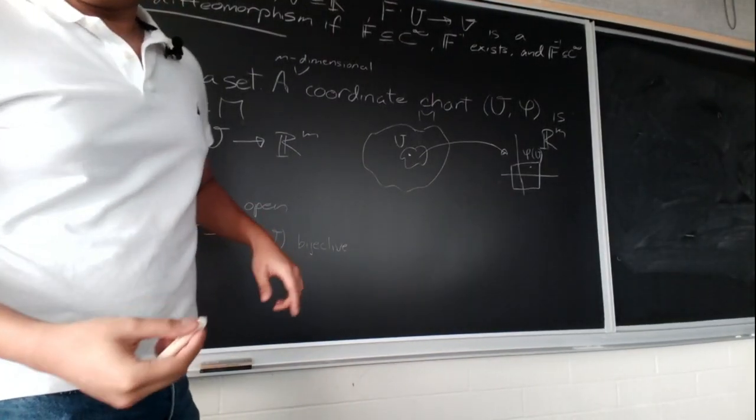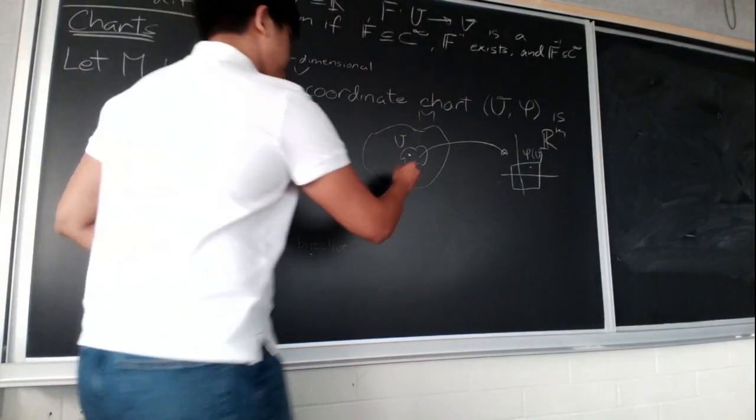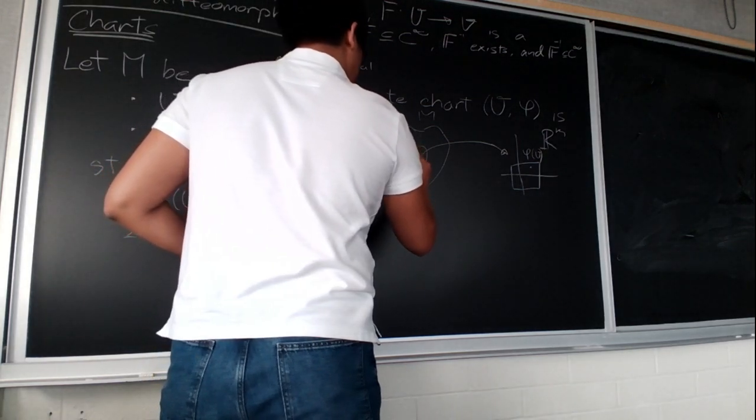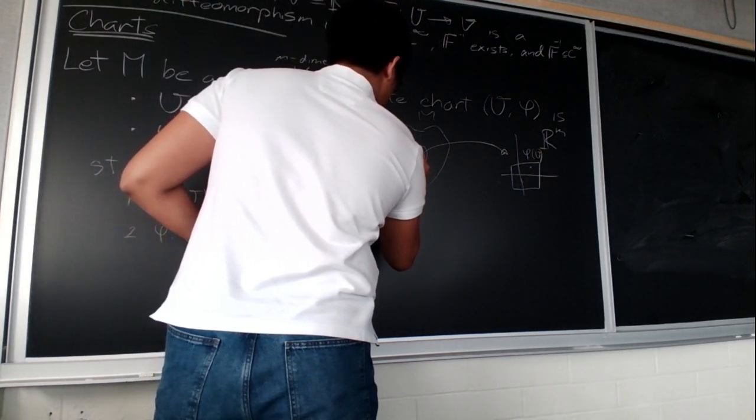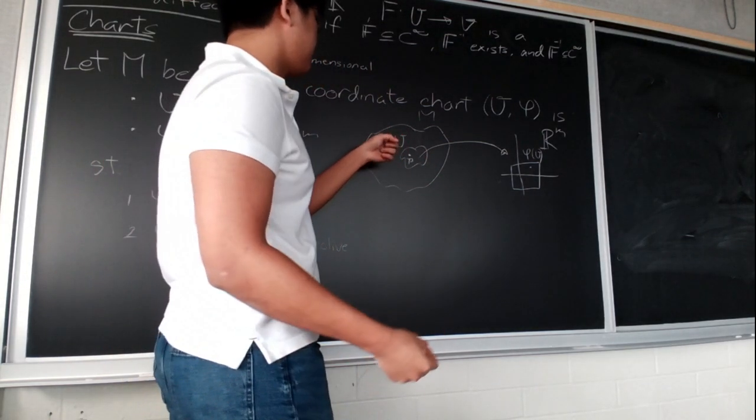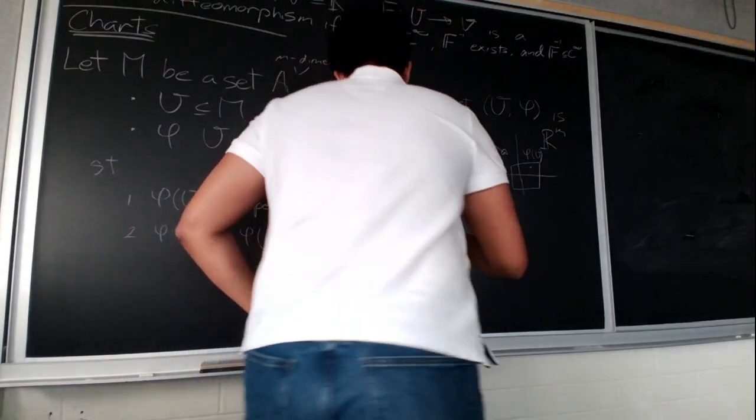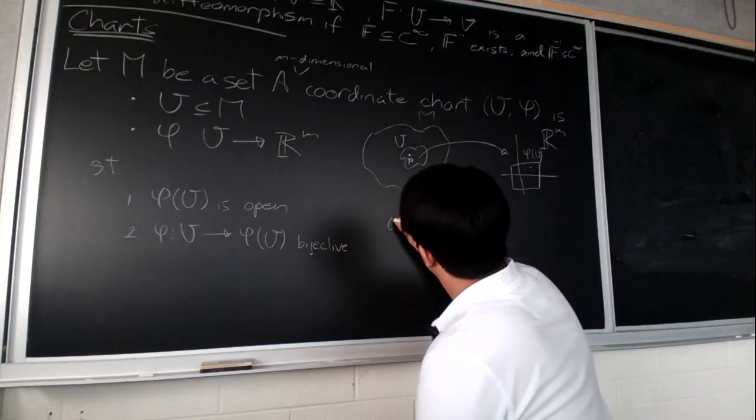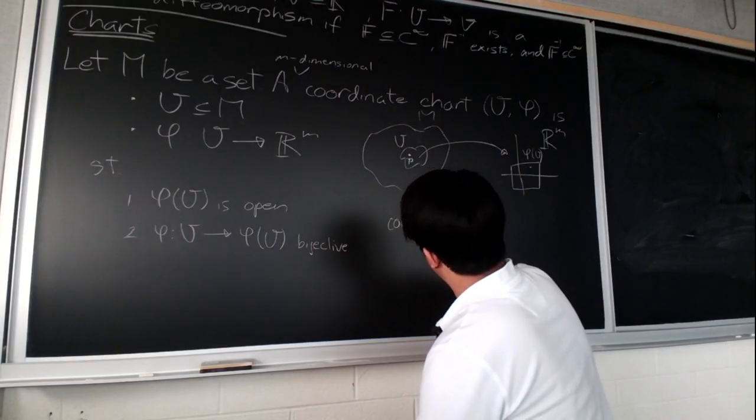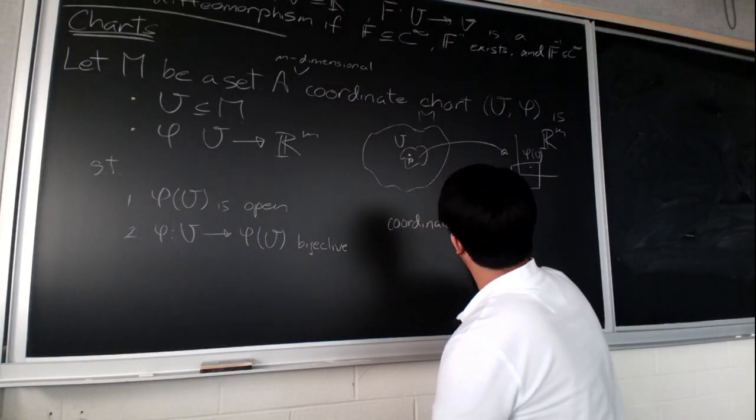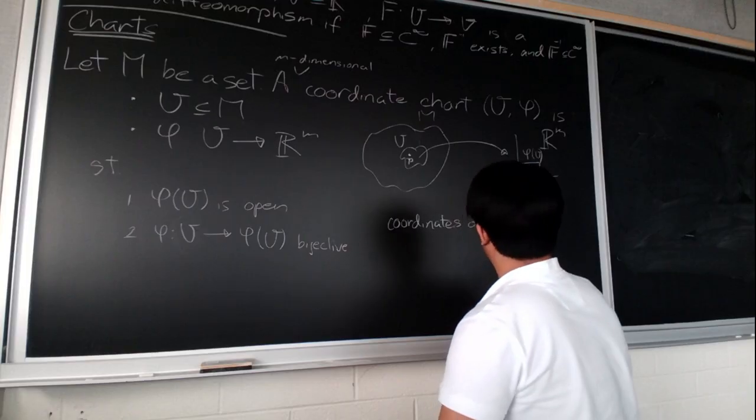For extra notation, we call this point P. If we have this point P inside of U, then the coordinates of P after the map are phi of P.